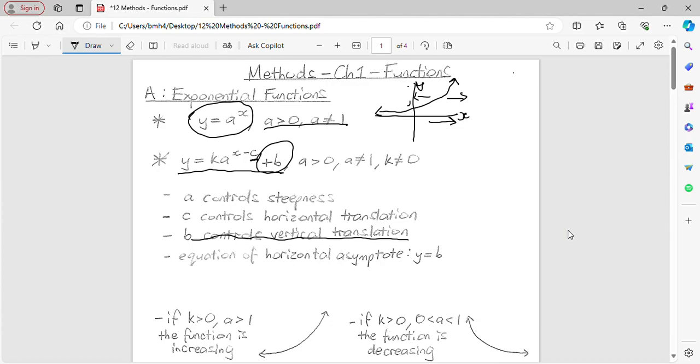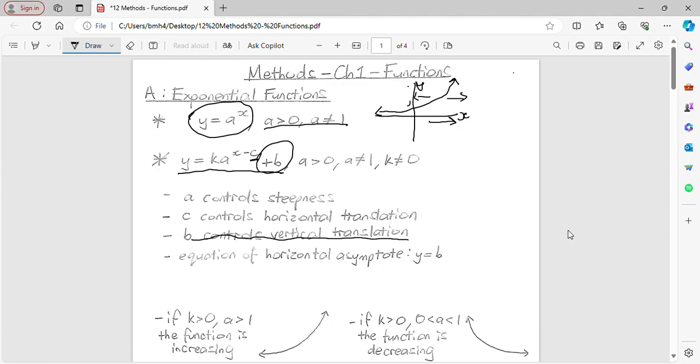A controls steepness. So if a was 2, you'd have a graph that would be a certain steepness. If a was 3, it'd be steeper, because a number which is bigger, exponentially growing, is going to yield a graph that looks steeper. It'd be easier to do this by drawing examples, but this is just a basic review, like a rundown.